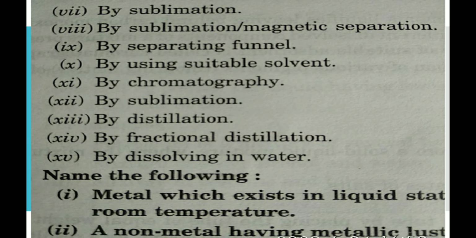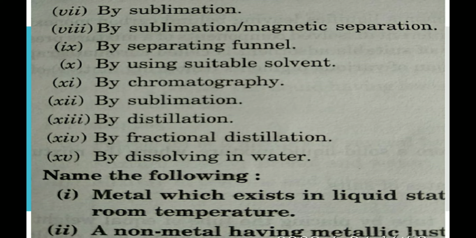Next, pigments of leaf can be separated by chromatography. Next, iodine and common salt can be separated by sublimation. Then iodine and chloroform can be separated by the distillation process. Next, nitrogen from liquid air can be separated by fractional distillation. And finally, nitrogen and hydrogen chloride can be separated by dissolving in water.